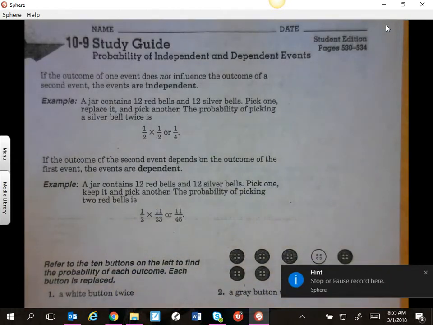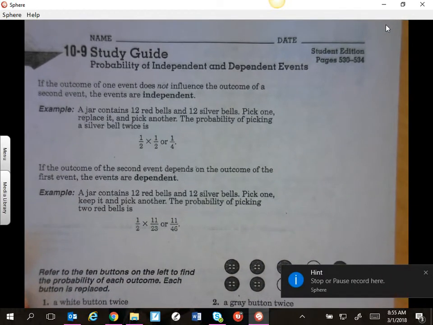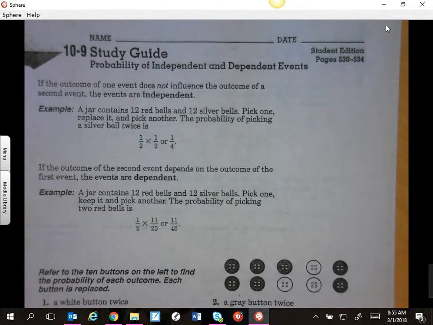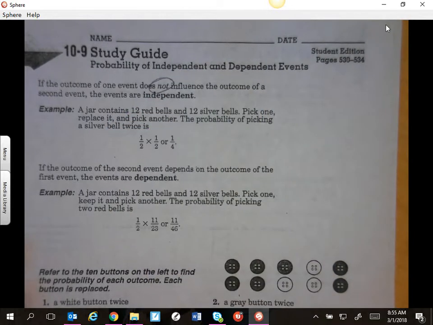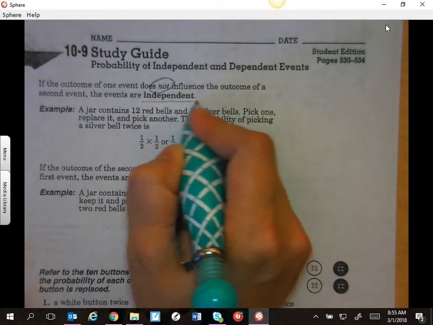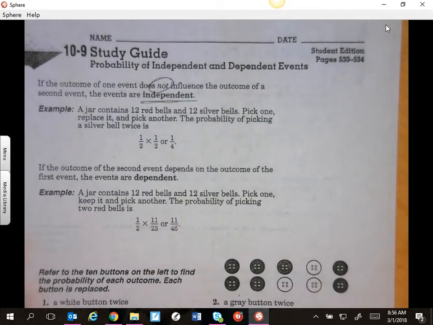Tomorrow while I'm gone, you're going to talk about independent and dependent events in probability. So remember, we've been working with probability, and probability is what you want out of total possible events. Now, sometimes we have more than one thing happening, and that's when we have what we call independent or dependent events. If the outcome of one event does not influence the outcome of a second event, then that's what we call independent. So they each stand alone.